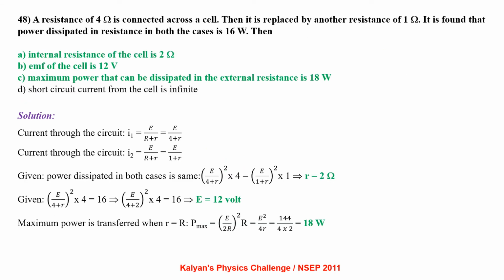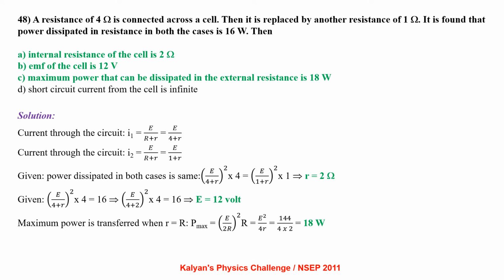A resistance of 4 ohm is connected across a cell. Then it is replaced by another resistance of 1 ohm. It is found that the power dissipated in the resistance in both cases is 16 watt. Then the internal resistance of the cell is 2 ohm, the EMF of the cell is 12 volt, the maximum power that can be dissipated in the external resistance is 18 watt, and the short circuit current from the cell is infinity.